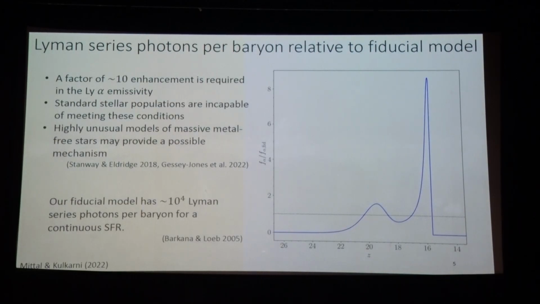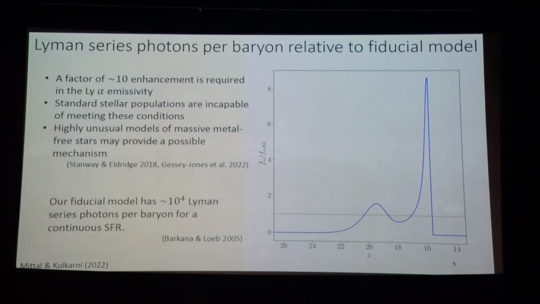Let us now see what the result of this calculation is, and I am going to show my results in the form of the Lyman series photons per baryon relative to my fiducial model. In this figure, on the y-axis I have this quantity, which is shown in linear scale, and on the x-axis I have the redshift. Again, this is redshift in decreasing fashion, so that time is towards the right hand side. In this figure, there are two key features to note. First, there's a first peak in this required shape close to redshift 20 or 17 or 18. This first peak should explain the sharp drop in the signal, and then there is another peak which should explain the sharp rise in the signal.